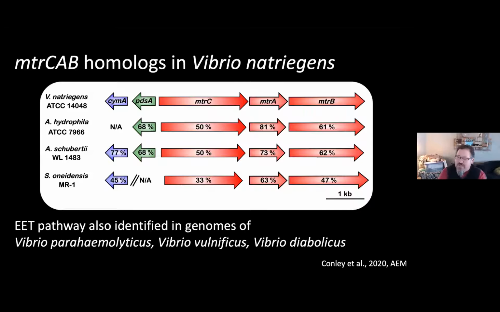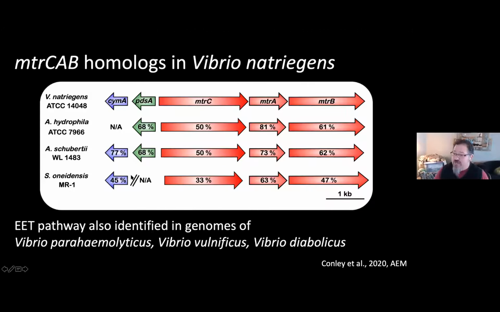So we see this pathway in a bunch of different Vibrio species: Vibrio parahaemolyticus, Vibrio vulnificus, Vibrio diabolicus. There are a boatload of Vibrio cholerae strains that have been sequenced out in the database, and we've never seen this pathway in any of the cholerae, which is, I think, kind of interesting.